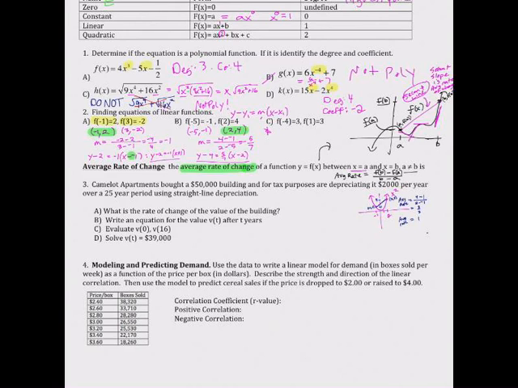Number 3, Camelot Apartments. Bought at $50,000 already. You know there's something questionable about the Camelot Apartments because they're selling at $50,000. Just so you know, that's probably a pretty low price for an apartment complex. Now, for tax purposes, depreciating $2,000 per year over 25 years. This thing about depreciation and taxes.